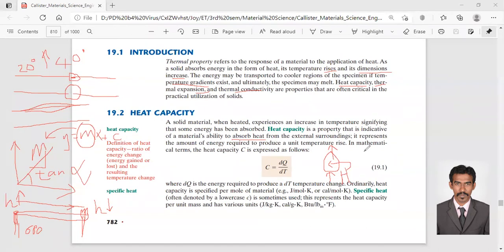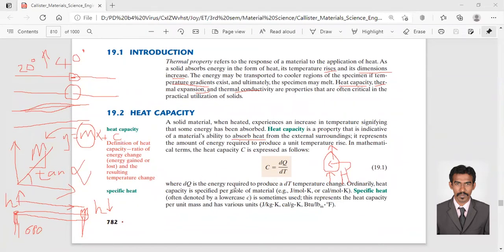In mathematical terms, the heat capacity C is expressed as follows: C is equal to dQ by dT. So the change in the provided energy dQ divided by the change in the temperature dT is known as C, that is the heat capacity, where dQ is the energy required to produce a dT temperature change, right? So dQ is the heat energy, and dT is the temperature change.